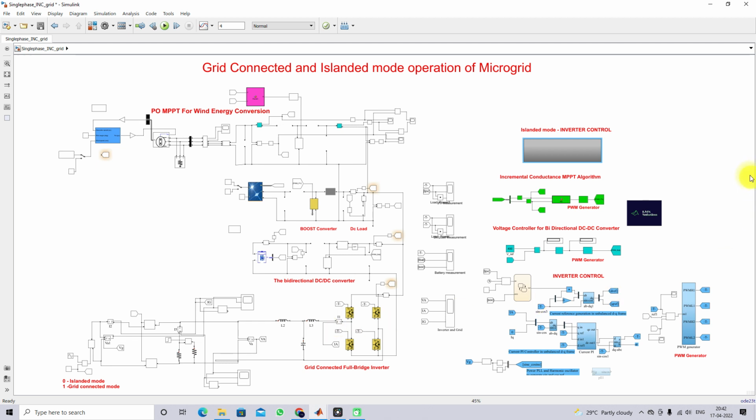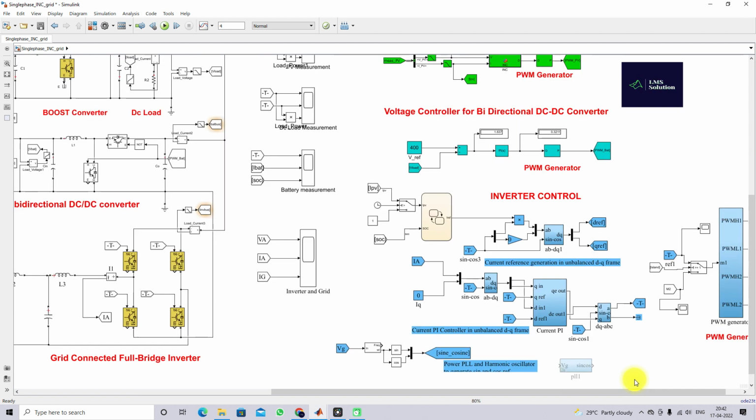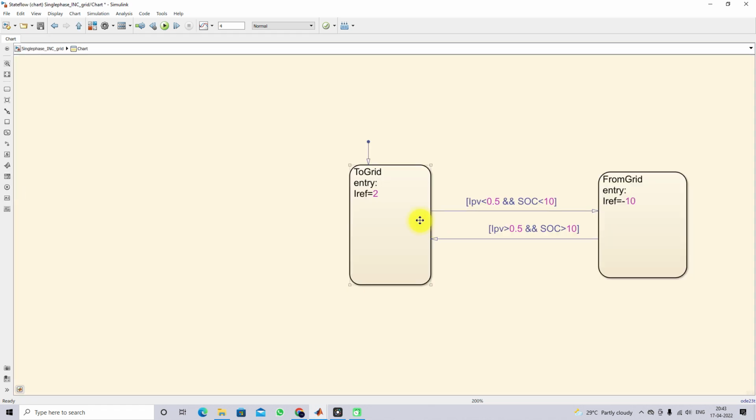Next you have to discuss the inverter control in grid connected mode. So here we have that logic. When we are to connect to the grid, we have some agreement between the grid and the microgrid. That agreement is created based on two parameters, one is IPV and the other is the SOC of the battery. So we are measuring IPV.